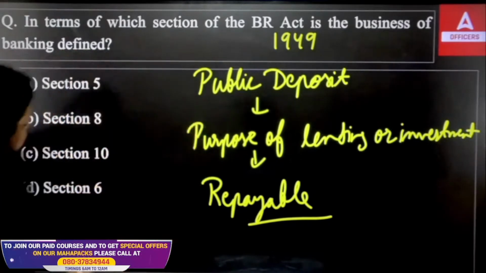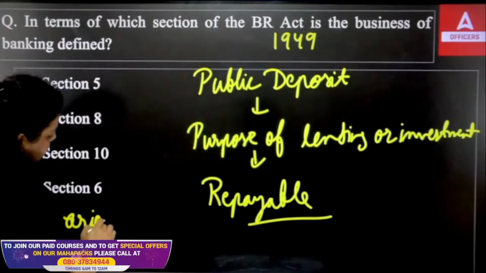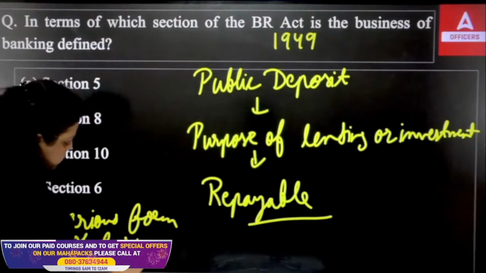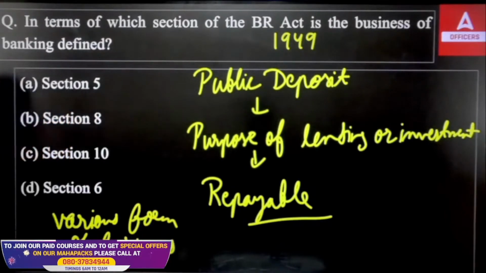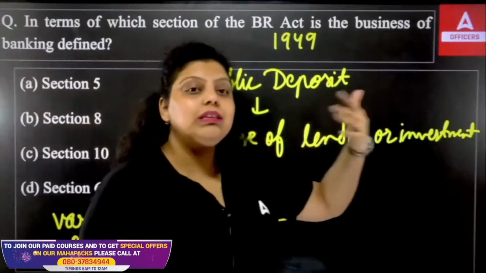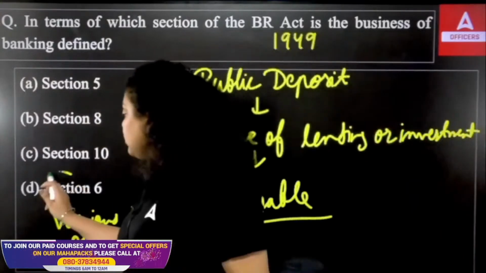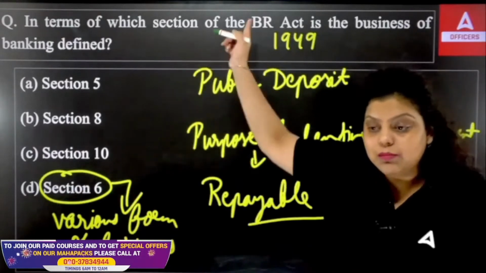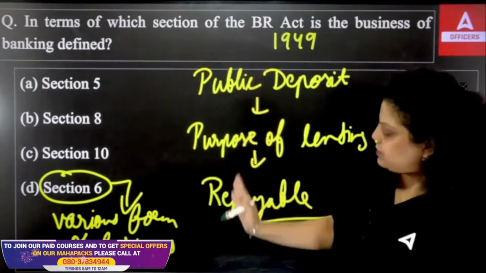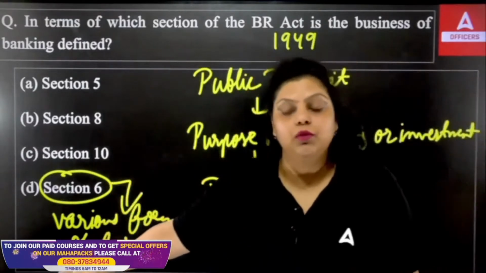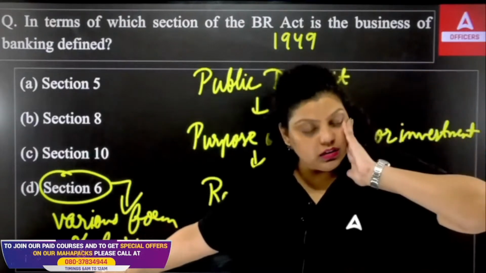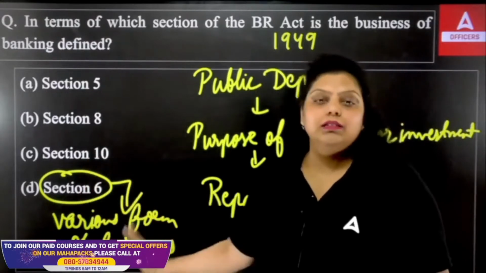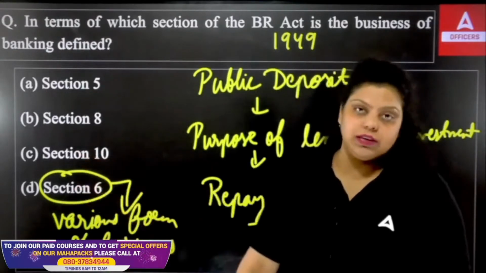But apart from that, various forms of business are provided by banks. Banks are not only providing these services, they are providing more than these services also. So the various forms of business that the bank performs are defined under section 6 of the same Banking Regulation Act. Apart from the business of banking, what other forms of business do banks perform? Like providing demat account, insurance policy, mutual fund, etc. These are the various types of business that banks provide, and this is defined under section 6.